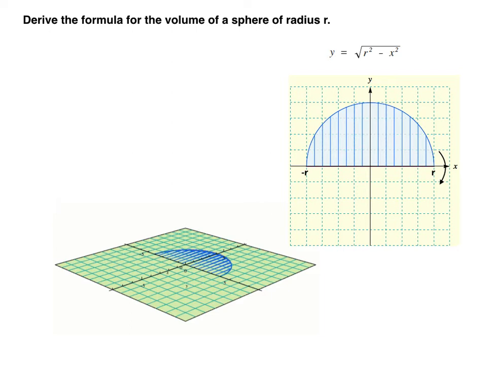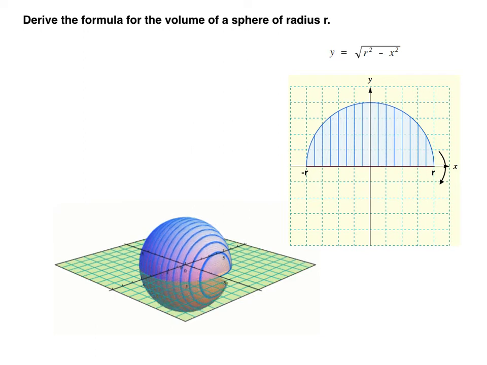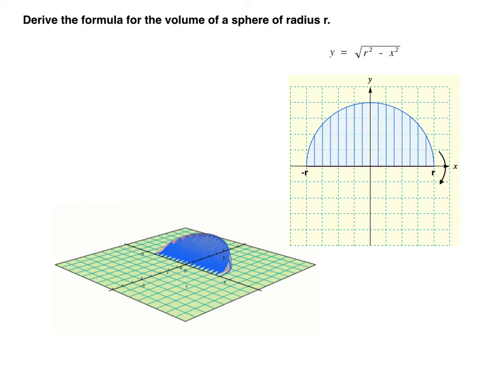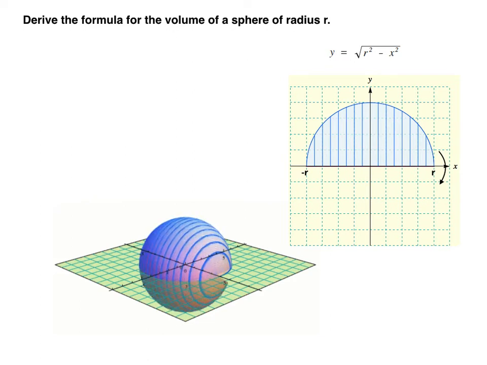And so those slices are actually the radii of the various circles that I'm going to get when I revolve the entire semicircle around the x-axis. So let's go ahead and look at that, see what we get. So here I'm revolving the semicircle around the x-axis, and we can see that when we revolve it in one full revolution, we get an entire sphere.